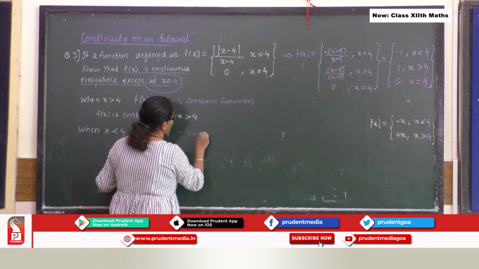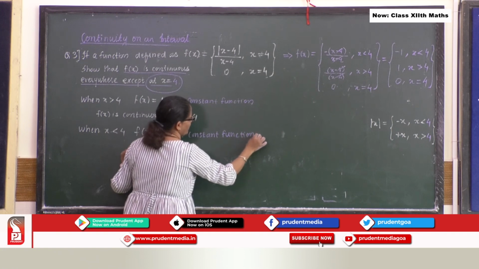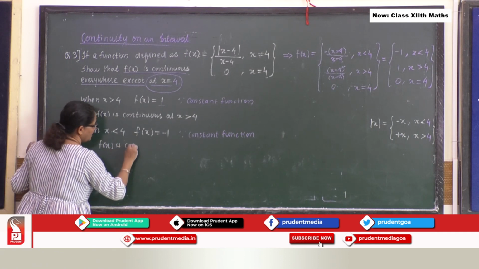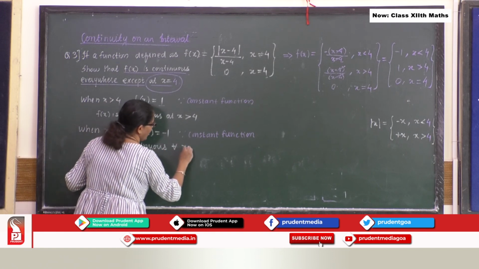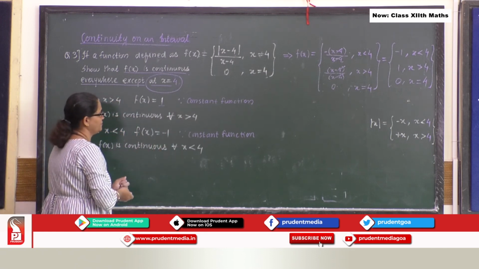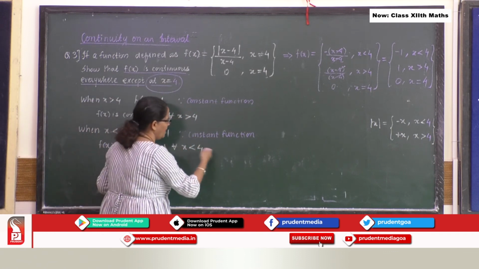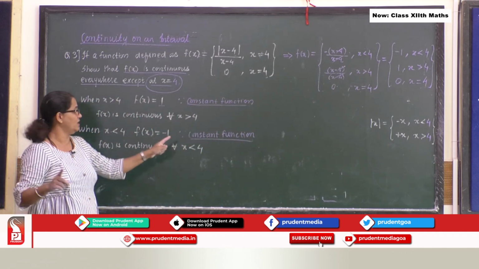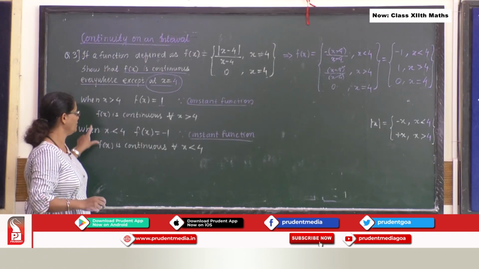So since it is a constant function, f of x is continuous for all x less than 4. I managed to take my left hand limit, I managed to say about my right hand limit, and it is a constant function. When we talk about a constant function, it is continuous everywhere. Remember this. So we finished with this.